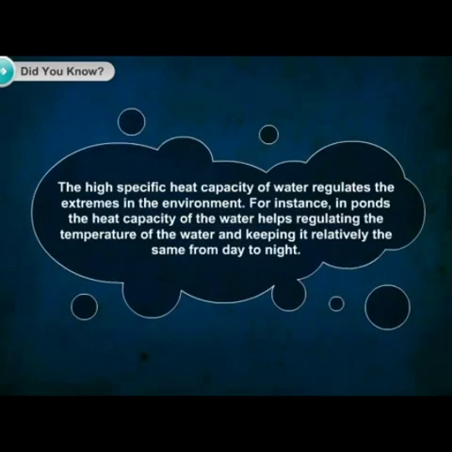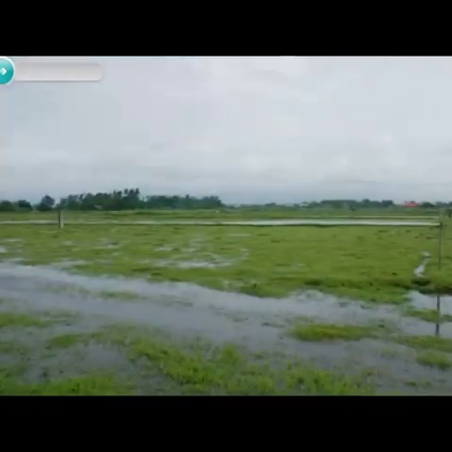Did you know? The high specific heat capacity of water regulates the extremes in the environment. For instance, in ponds, the heat capacity of the water helps regulate the temperature of the water, keeping it relatively the same from day to night.